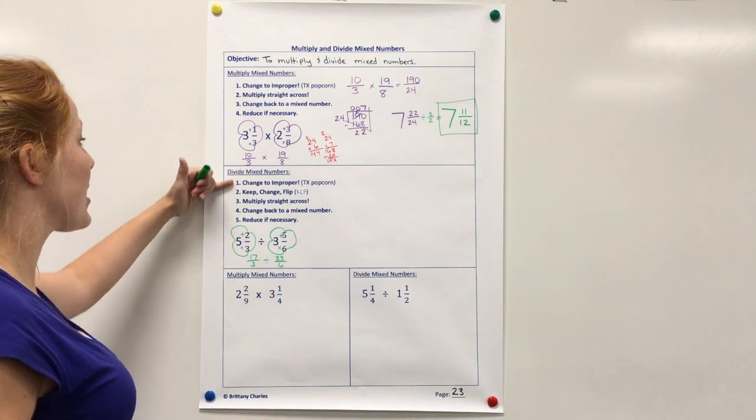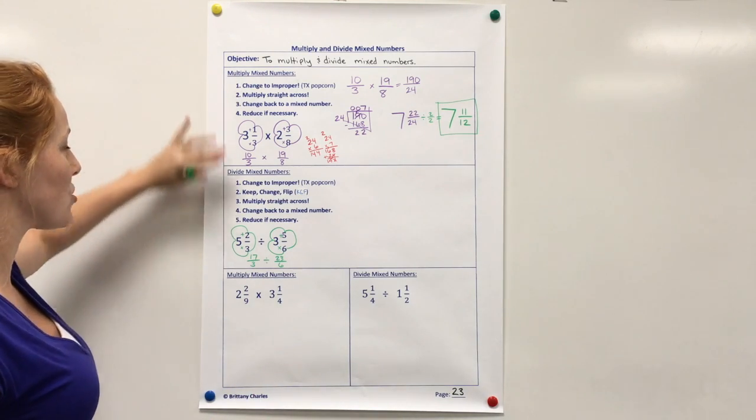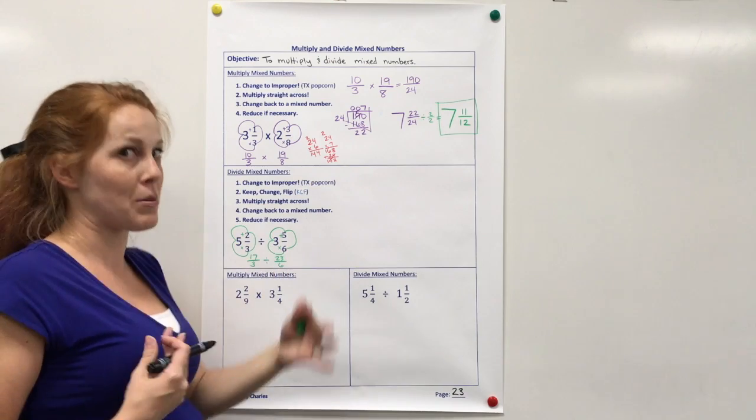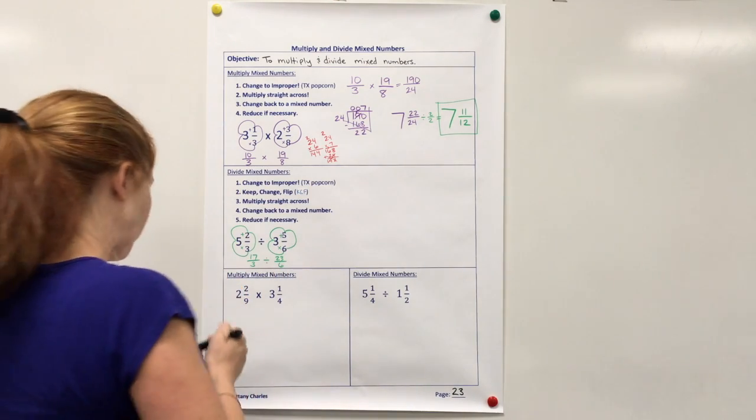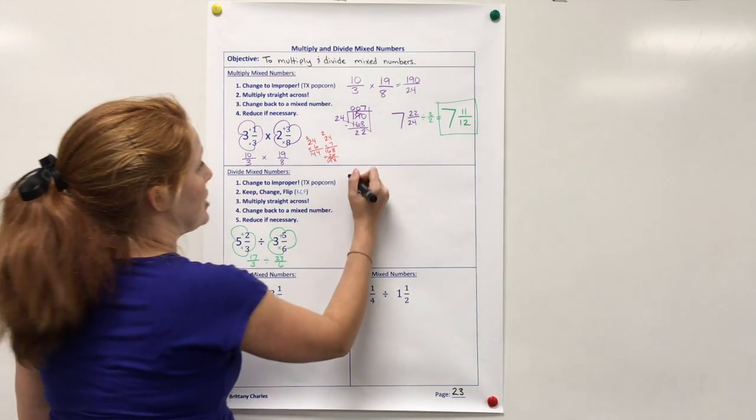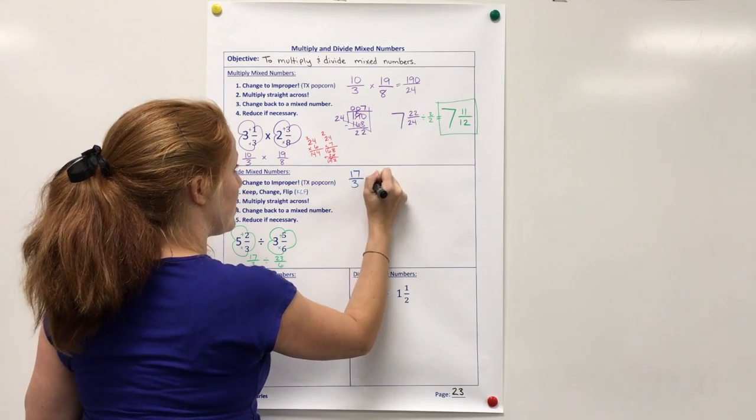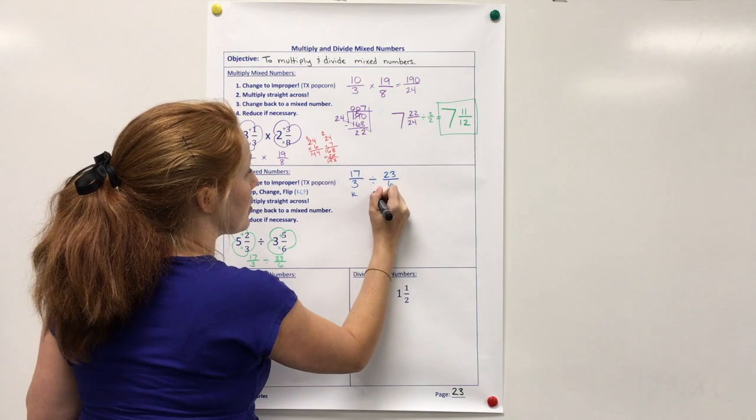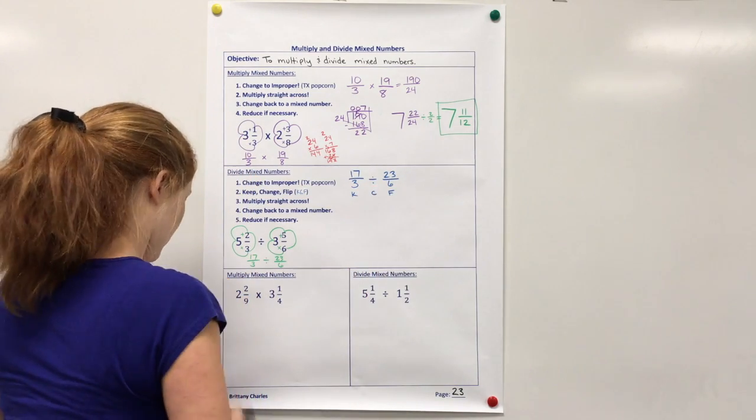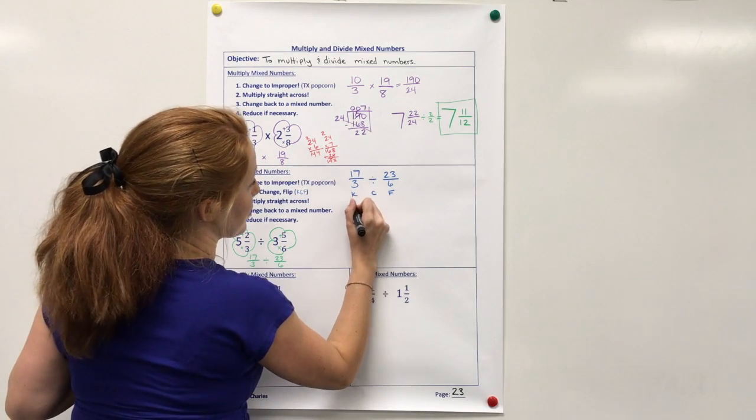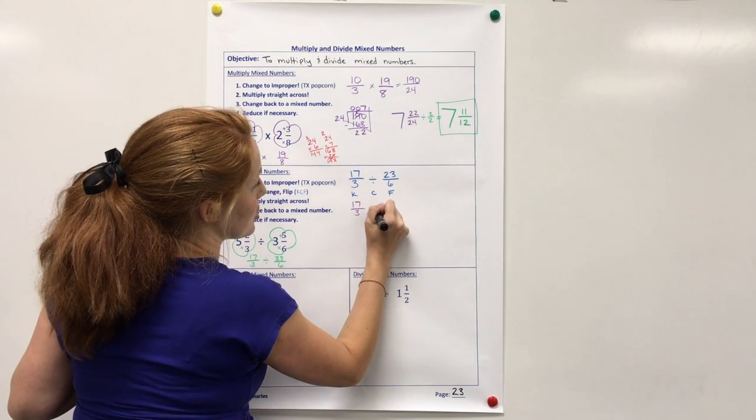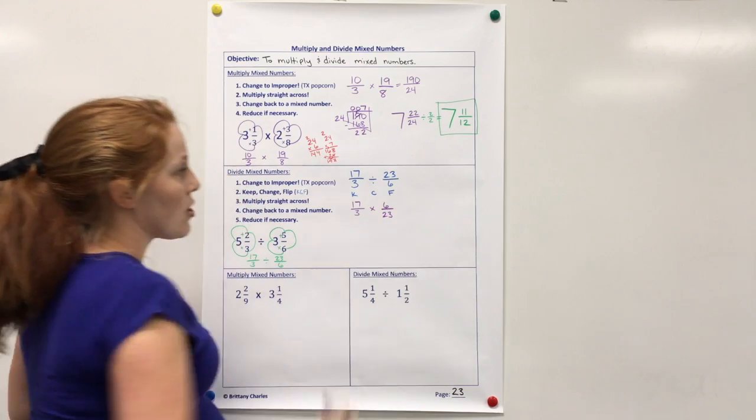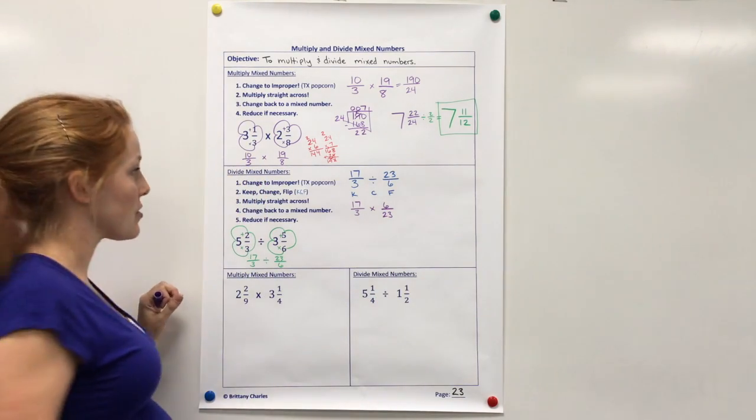Okay, now, next thing, all I really change between these two is I added in this step, keep, change, flip. Because I'm dividing, I have to do keep, change, flip to make it multiplying. Okay, so I have 17 thirds divided by 23 sixths. Now I'm going to do keep, change, flip. So I keep 17 thirds, I change this to multiply, and I flip to the reciprocal, which would be 6 over 23. Okay, now multiply straight across.